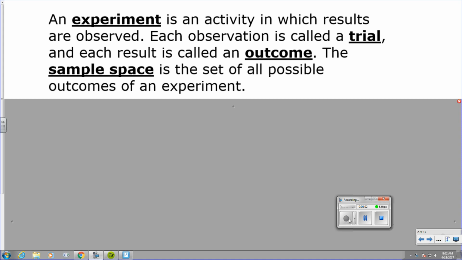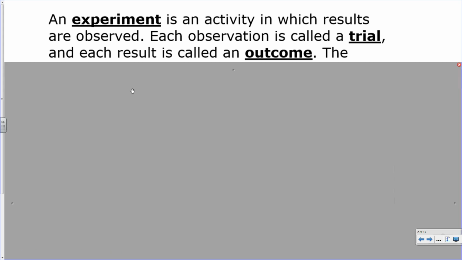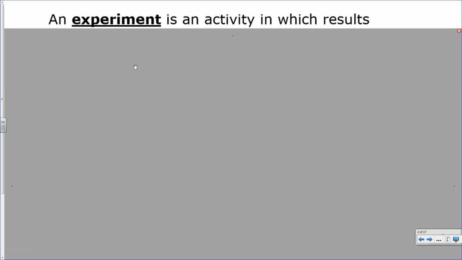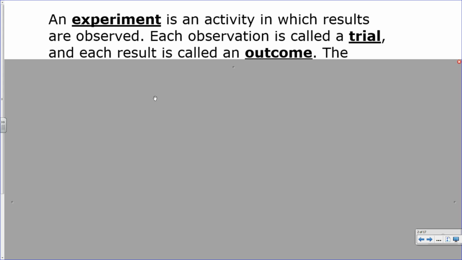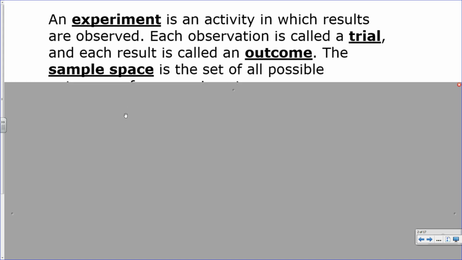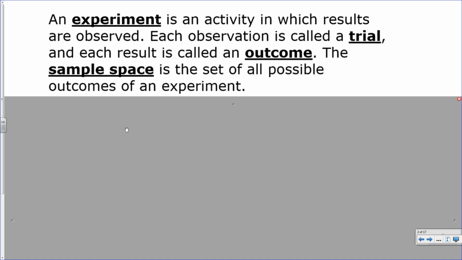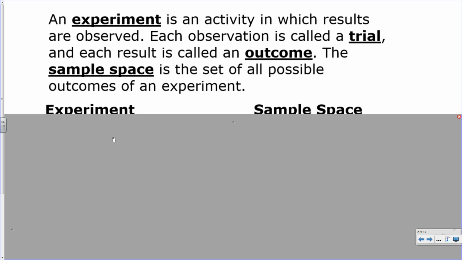Here are your notes for Chapter 10, Section 2. Just a quick reminder, we need to understand the difference between an experiment. An experiment is an activity in which results are observed, and each observation is called a trial, and each result is called an outcome. And the sample space is the set of all possible outcomes of an experiment.